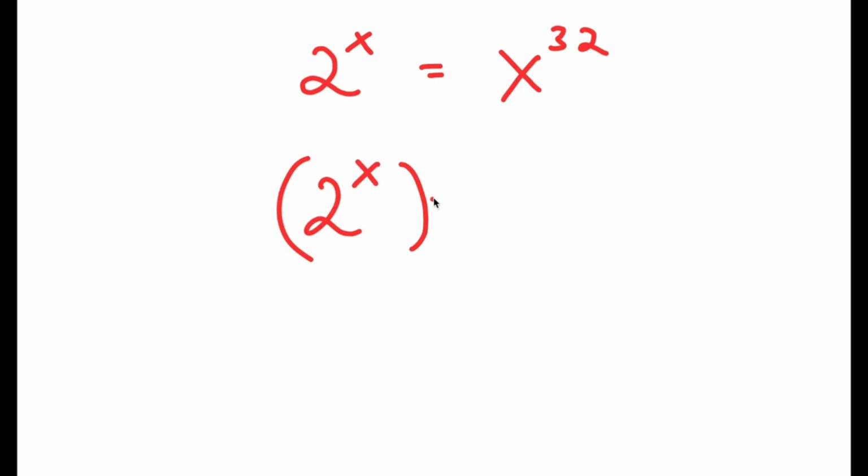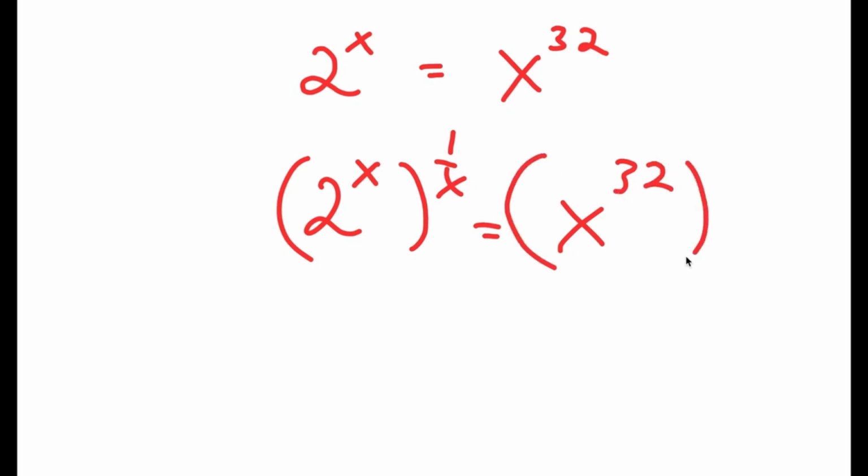Alright, so in this video, I'm going to solve the equation 2 to the power of x is equal to x to the power of 32. So to solve this, I'm going to first start by rewriting this as 2 to the power of x, to the power of 1 over x, is equal to x to the power of 32, to the power of 1 over x.